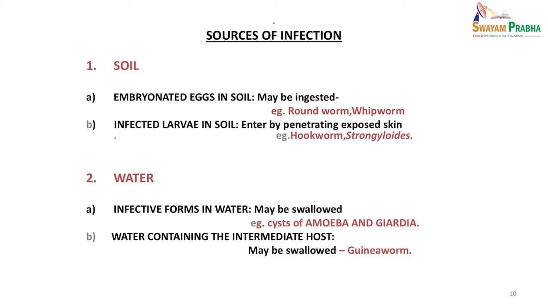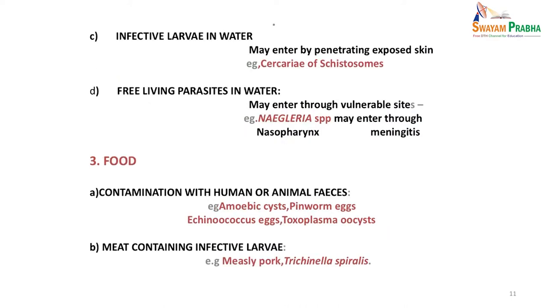Water, some of the infective forms are swallowed along with the cysts of amoeba and giardia. If water is not filtered, it is dirty water, and it could have cysts of these which we swallow along with our food. Or there could be intermediate hosts in the water, like guinea worm, which can be swallowed. Then sometimes there are infected larvae present in the water, which can enter through the exposed skin, like occurs in schistosomiasis infections. Or there are some free living parasites in water. Now, these are the ones which normally do not cause infection, but whenever there is some vulnerable site, they could enter through the nasopharynx and go and cause CNS infection.